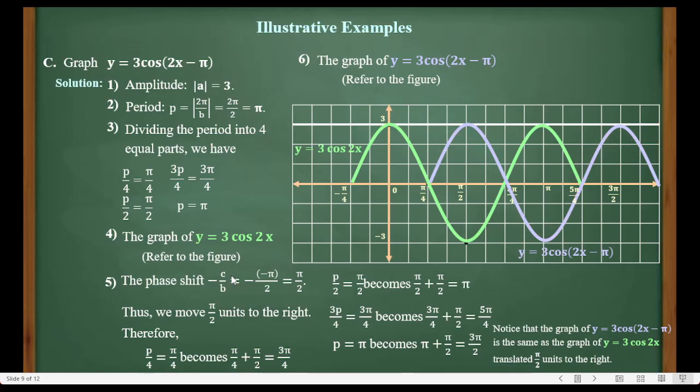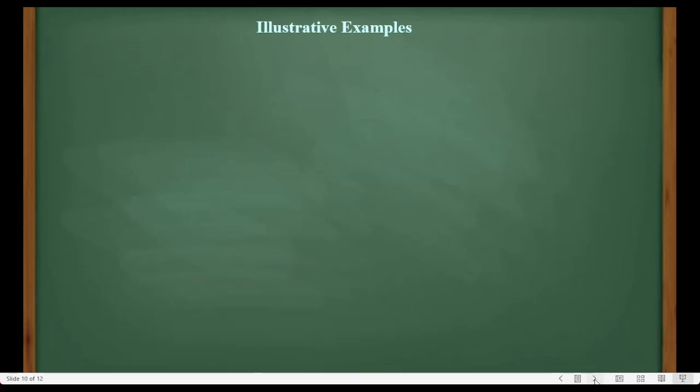Next, we go to the fourth example, letter D. Probably this is the last one. How about y equals 3 cosine of the quantity 2x plus pi? Of course, we're going to trace the graph of this one. Again, let us follow these 6 steps. Let us consider the first 3, the amplitude.